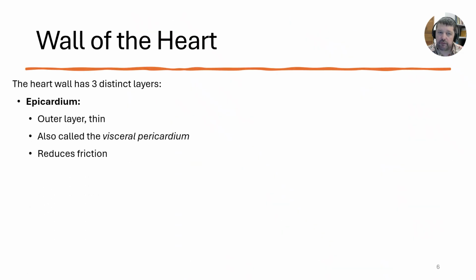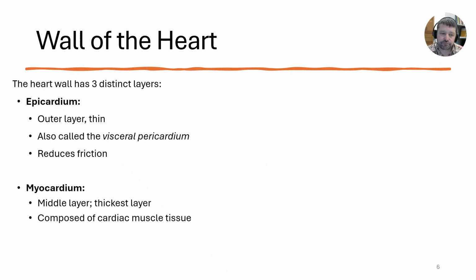All right, the walls of the heart have three main distinguished layers. You have the epicardium. Most of you know that epi means outer, so epidermis, epicardium, it's the outer layer. In this case, it tends to be fairly thin, and it is what's associated with the pericardium. Sometimes it's called the visceral pericardium, and that really reduces friction occurring around the heart.